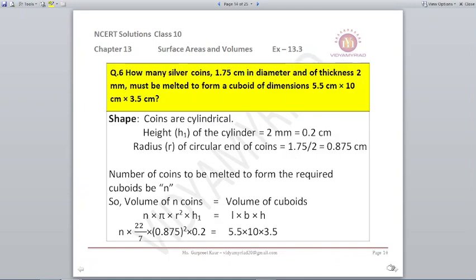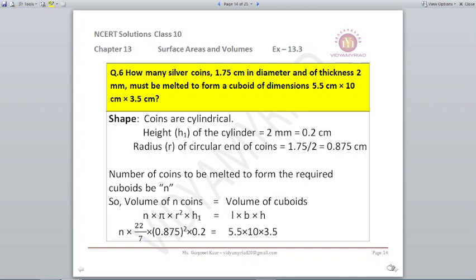How many silver coins 1.75 centimeters in diameter and of thickness 2 mm must be melted to form a cuboid of dimension 5.5 into 10 into 3.5 centimeters? Now coins are cylindrical in shape. Height of the cylinder is 2 mm, which is 0.2 centimeters. Now be careful, here the units are not the same. We have to make them the same, so here I am making it all centimeters. Now radius of the circular end is 1.75 divided by 2, which comes out to be 0.875 centimeters.